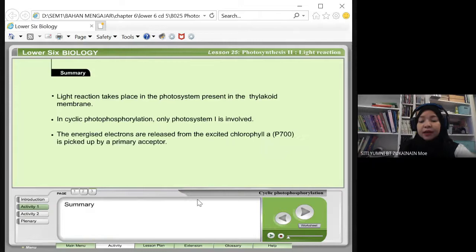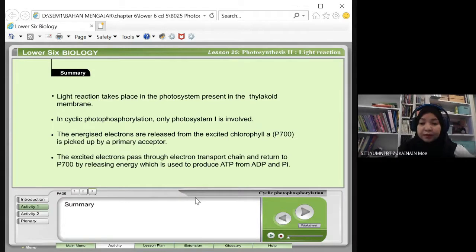So if you can conclude from cyclic photophosphorylation, the light reaction takes place in the photosystem present in the thylakoid membrane. Light reaction occurs at the thylakoid membrane because at the membrane, they can pump protons from the stroma into the thylakoid to create a higher concentration gradient via the concept of chemiosmosis, so that ATP can be generated.